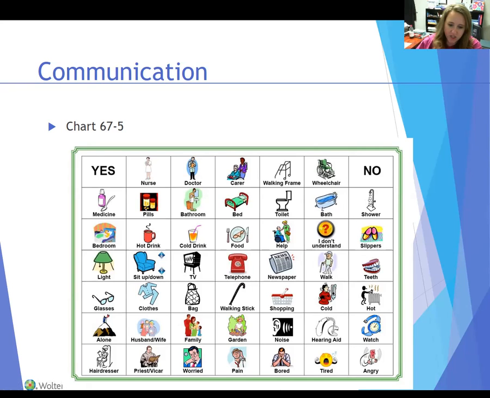So if they're having trouble getting their words out, they can point to drink, hot drink, cold drink, food, help, pain. They can point to these different things, or shower, slippers, teeth. These vary, just depending on what company you buy them from or what things are on there. Yes, no, tired. So there are different things that they can point to that help them communicate.